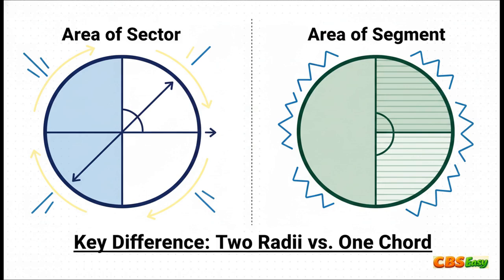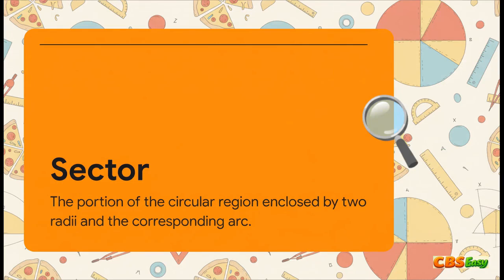The difference is all about what's creating the shape. The sector on the left, it's formed by two radii coming out from the center. The segment on the right, it's created by a single chord cutting across. That's it. That's the key difference. Let's start with the sector.